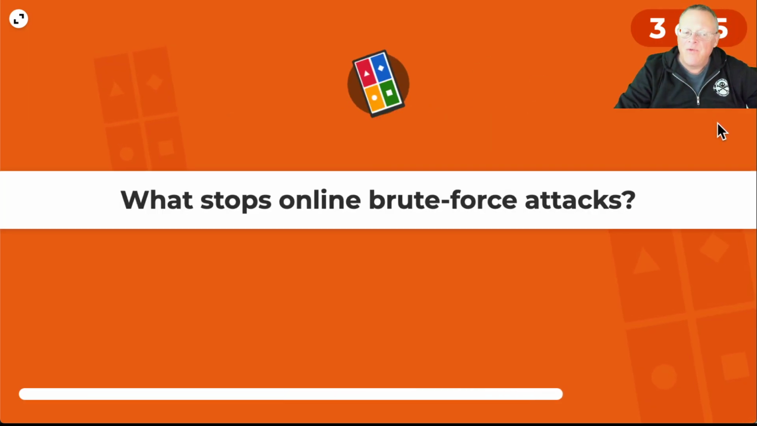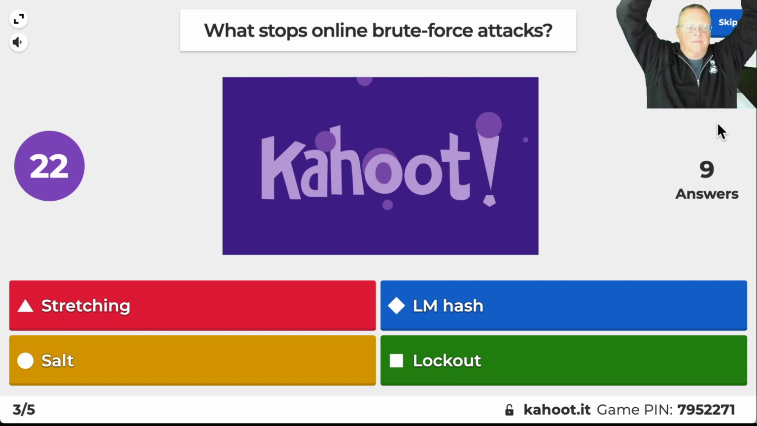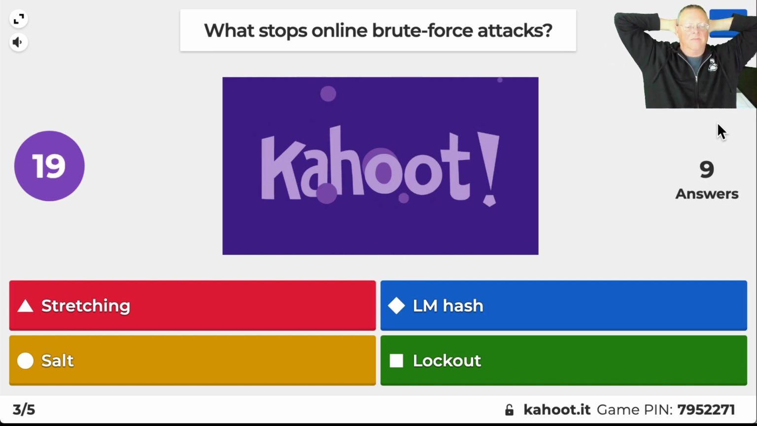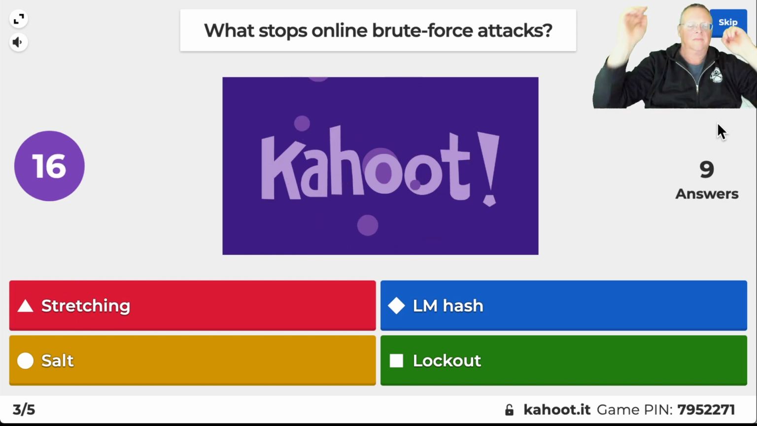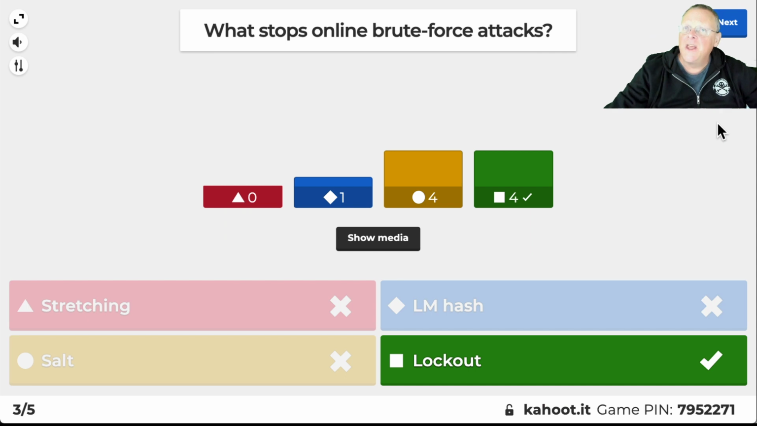All right, how do you stop a brute force attack? The online attack, where they're just making multiple guesses over the network. This is what Hydra does, the hacking tool. You stop it with a lockout. So if a person gets more than a certain number of guesses wrong, you lock the account.